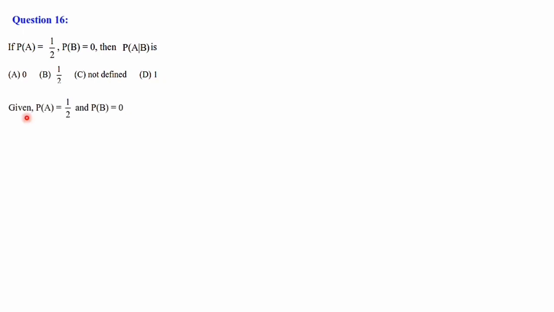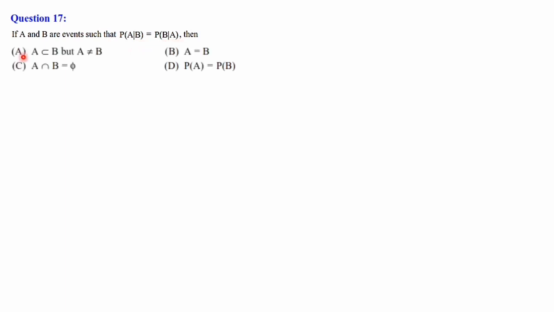So here given P of A is 1 by 2 and P of B is equal to 0. These are the probabilities given to us, and P of A given B we have to calculate. So P of A given B is equal to P of A intersection B divided by P of B. Here we are not having the value of P of A intersection B, so let it be the same. P of B is given to us, that is 0. So P of A intersection B by 0. Division by 0 is not defined. So P of A given B is not defined. Here not defined is option C. So option C is the correct one.